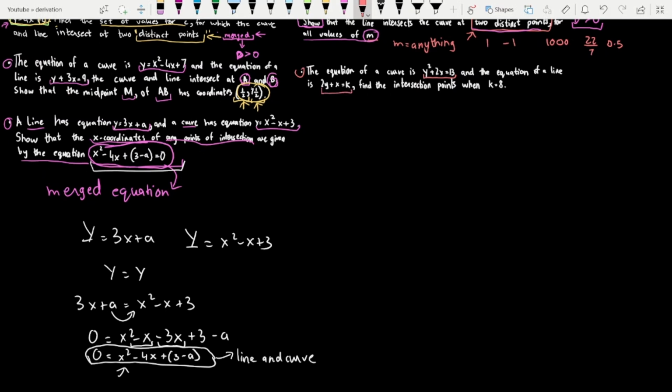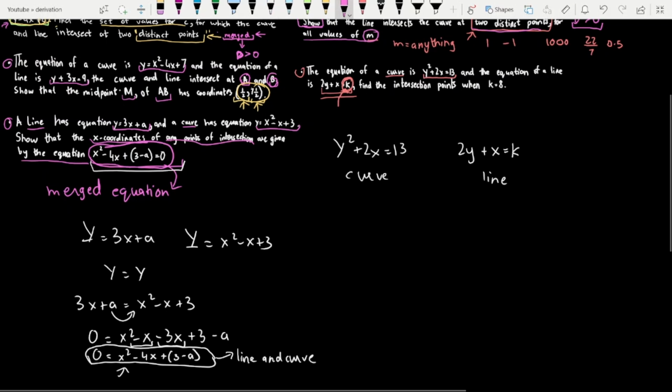And we need to find the intersection points when k is equal to 8. So this equation has something that is in terms of k, and what we need to do is we basically got a curve, we got a line, and we need to put 8 in place of this k, and we need to find the intersection points between the curve and the line. Now before we do that, this curve equation is basically y squared plus 2x is equal to 13, and then the line equation is basically 2y plus x is equal to k. So this is the curve, this is the line.